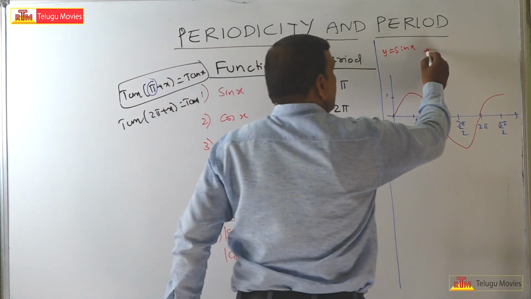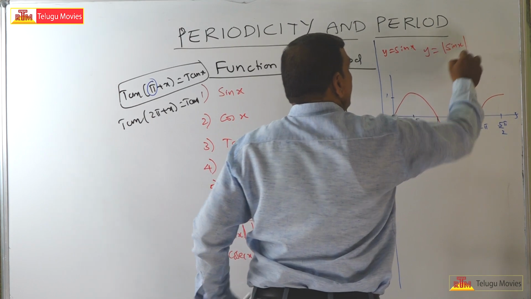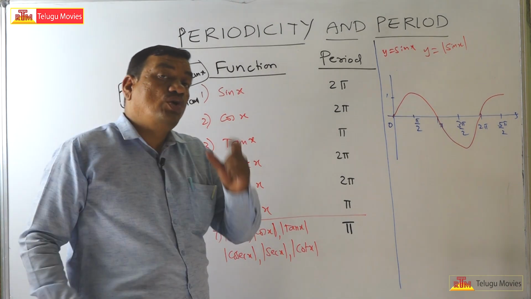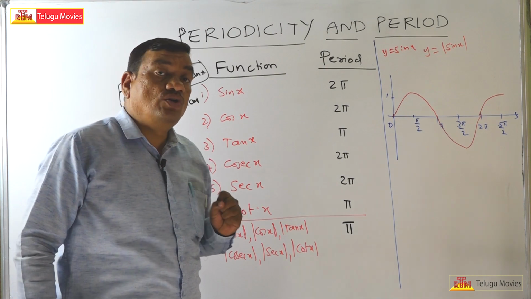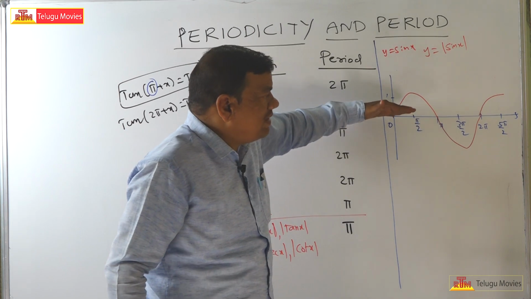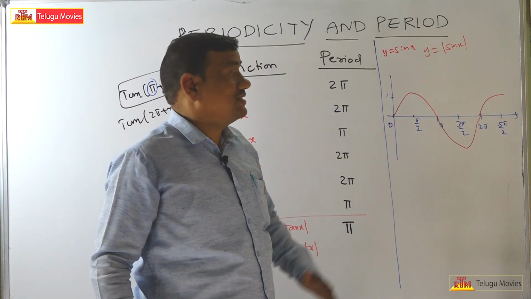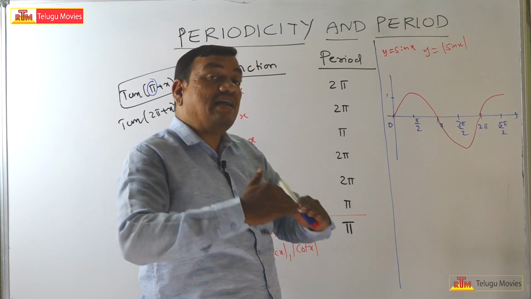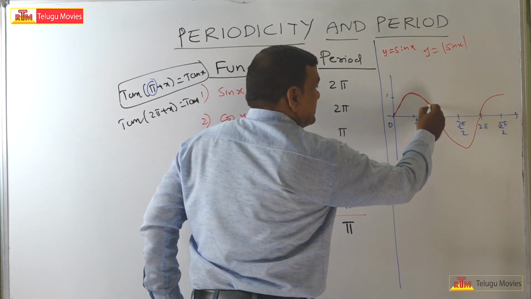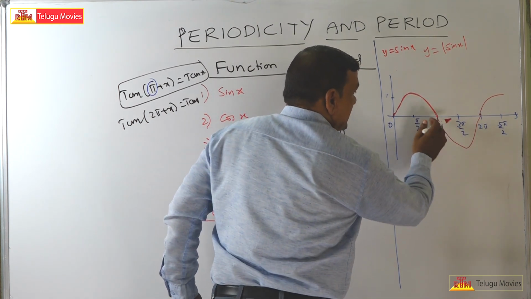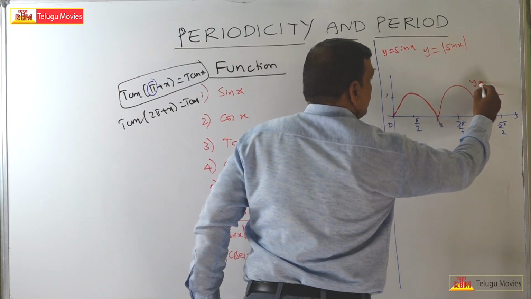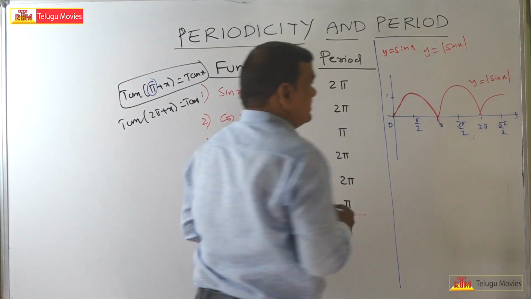Now what will be the graph of y equal to modulus of sin x? While drawing the graph, everybody knows that whenever a modulus comes on a function, whatever part of the graph is below the x-axis, you have to take its mirror image. For example, this part is above the x-axis, no problem. Here it is below the x-axis, so you have to take the mirror image. So this is y equal to modulus of sin x.